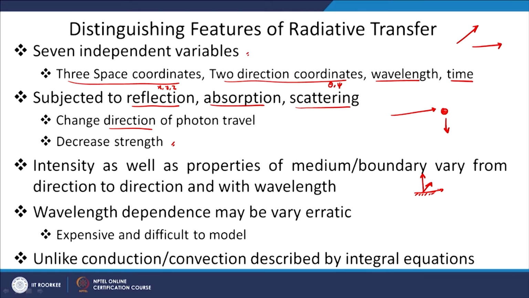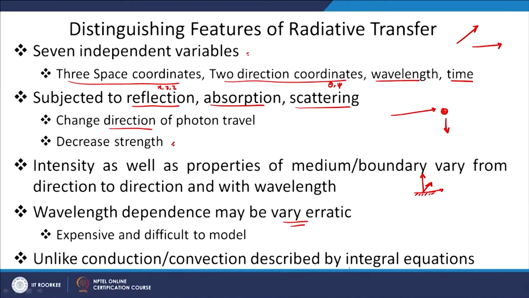And the story does not end here; the wavelength dependence is normally very erratic. It may be very large at one wavelength and then very small at another wavelength, and again large at another wavelength. So, this spectral variation, or the dependence of properties on wavelength, is going to be very erratic. We will see how this varies in the next slide. All these effects make the problems very difficult.